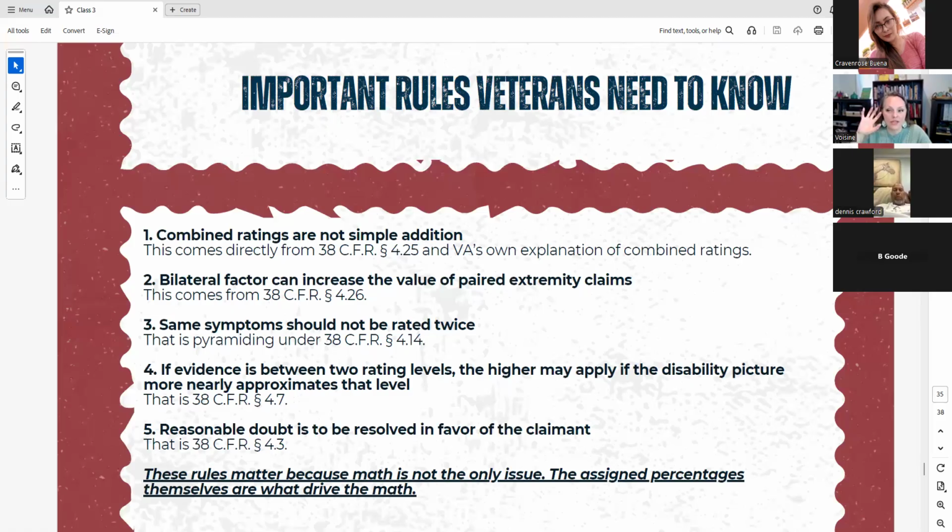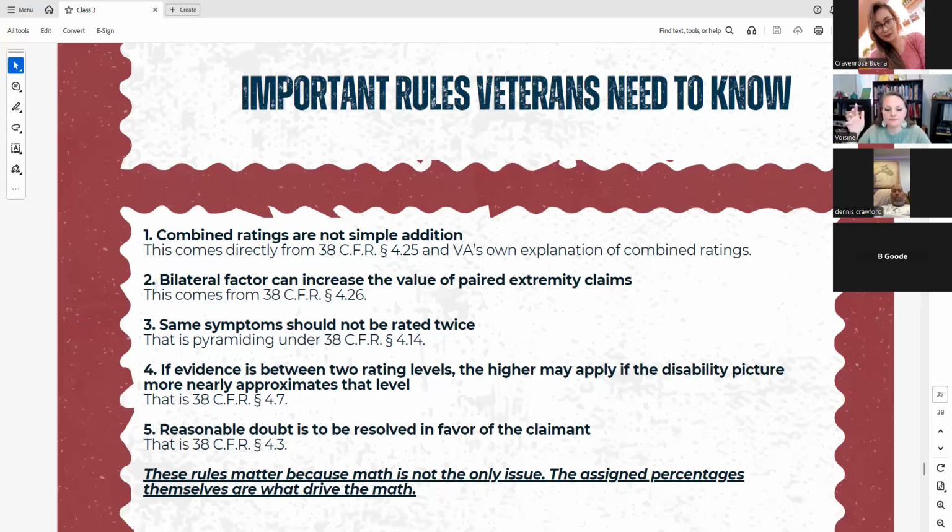So that's another thing to think about whenever you're applying for conditions. You want to make sure that you're not doing any kind of pyramiding because you're going to get denied. If evidence is between two rating levels, the higher may be applied if the disability picture more clearly approximates that level. Okay, so this is where it's really important to advocate for yourself and learn what that advocation is. And then reasonable doubt is to be resolved in favor of the client.